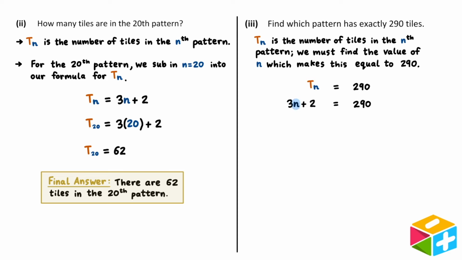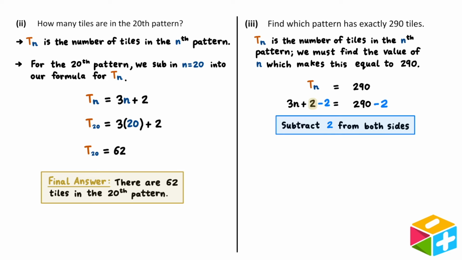From here, it's a matter of solving for n. In other words, we need to isolate n all by itself on one side of the equation. If we want to isolate our n, we'll need to remove the 3 in front of it and the plus 2 being added on. Let's start by removing the plus 2. The inverse of addition is subtraction, so to remove a plus 2, I should subtract 2 from both sides.